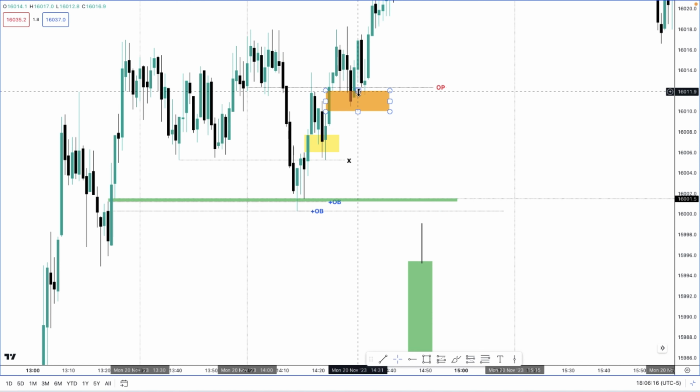But what is actually happening is that price is just trading to this fair value gap. What time is this fair value gap formed? This imbalance in price? 14:23. That is a PM session silver bullet. It is a second opportunity for a buy. The first one was here.